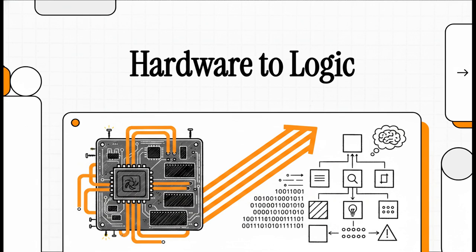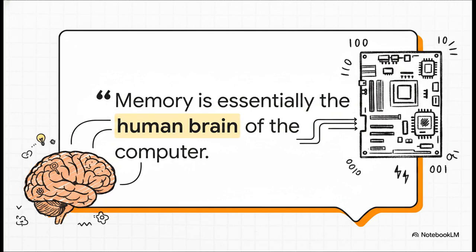you need to be. Okay, to kick things off, I want you to consider this quote. Memory is essentially the human brain of the computer. Really think about that for a second. Just like your own brain holds on to your childhood memories, your current thoughts, and even the subconscious instructions for how to, say, tie your shoes, computer memory does the exact same thing. It holds the data and the instructions for absolutely everything the machine does. It's the foundational space where all processing actually begins.